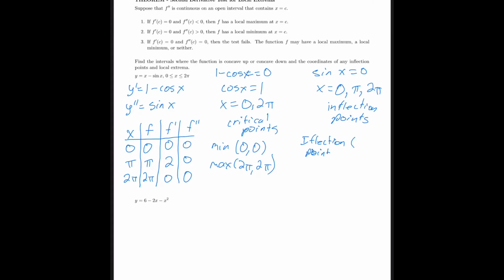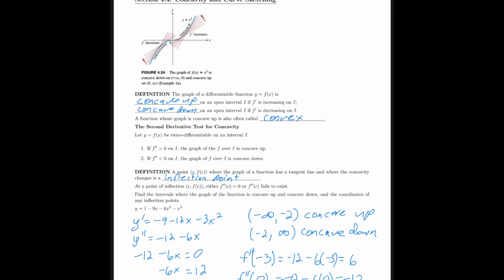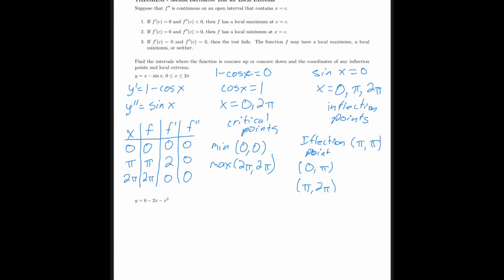And so then the last thing we need to figure out is we know we're going to be concave up and concave down in the intervals from 0. Oh, wait, that's not the one I wanted. Sorry, I wanted to keep the middle one, pi, pi. And then we know we're going to have concavity on the intervals around this point. So from 0 to pi, it's going to be something, and from pi to 2 pi. And to check which one is which, we need to plug in a number.